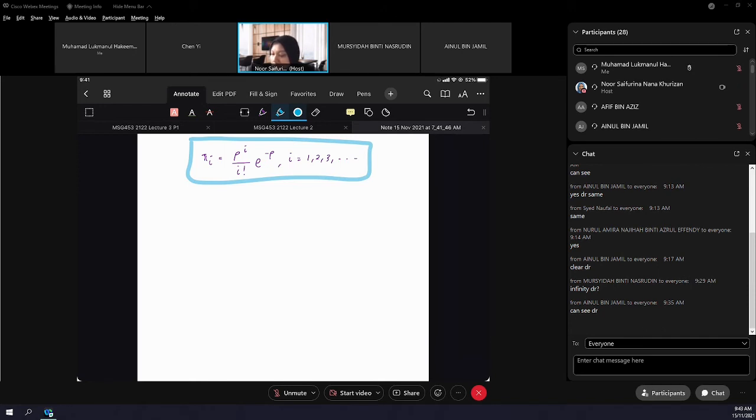Did anyone want to share their transition diagram for question 3? Anyone want to share? Afif, just now you mentioned that you attempted question 3. Can you share? Boleh. All right, thank you.